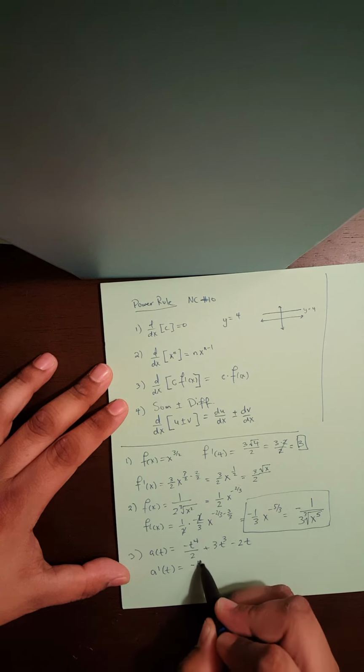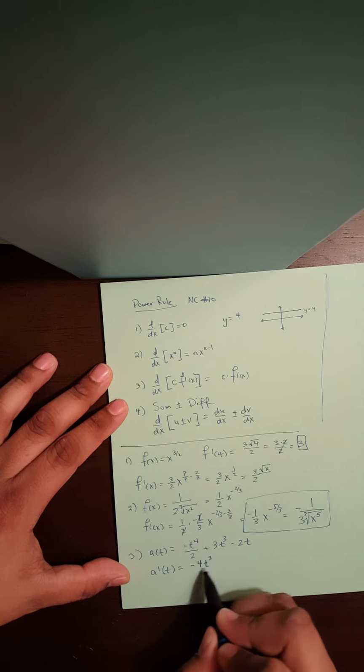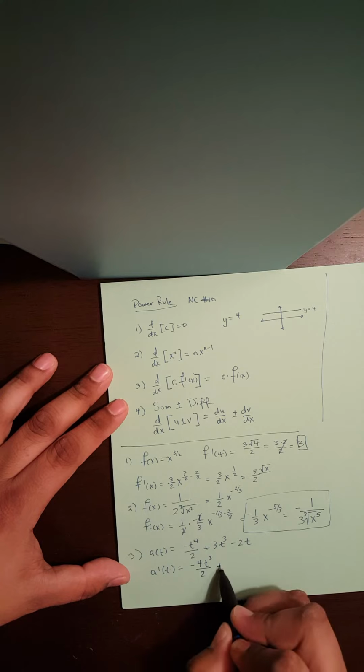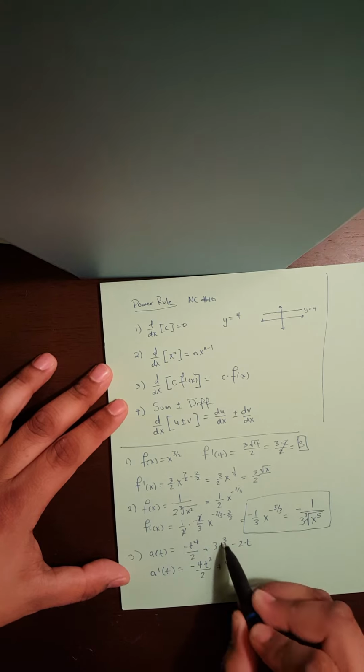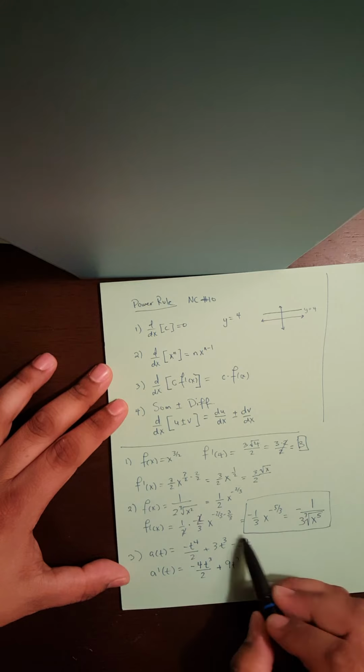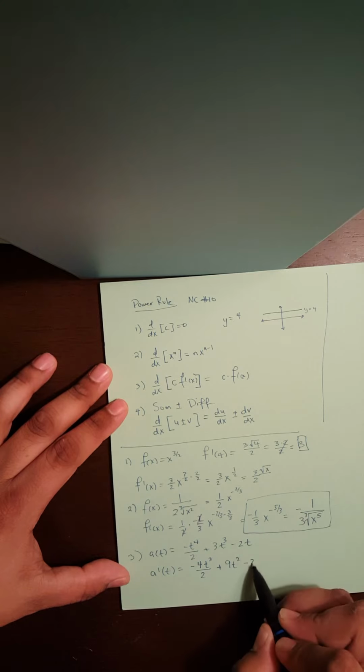So I'm going to take the derivative of this term first. Just a regular power rule, move the 4 to the front, take away 1, divided by 2, plus take the derivative of this individually. So 3 times 3 is 9, take away 1 is 2. And then the other term, the derivative of this is 2.